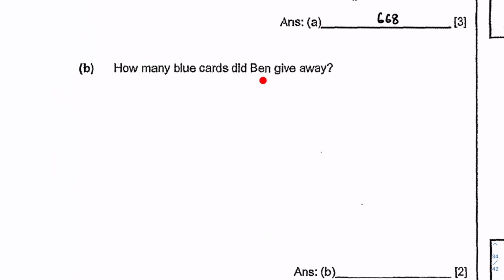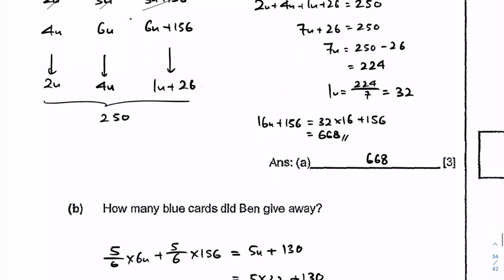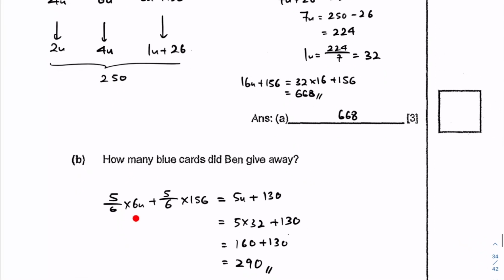How many blues did Ben give away? Look at this. We can find the difference precisely. So what is 5 over 6 of 6U? That's basically 5U. What's 5 over 6 of that real number, 156? That's 130.